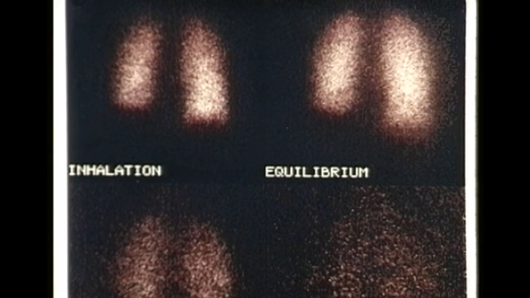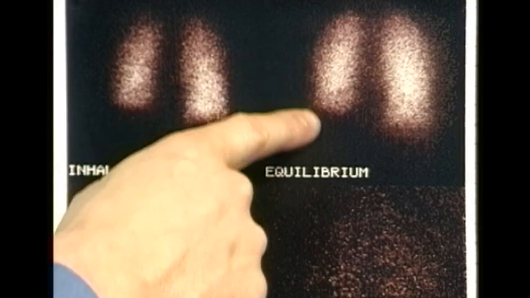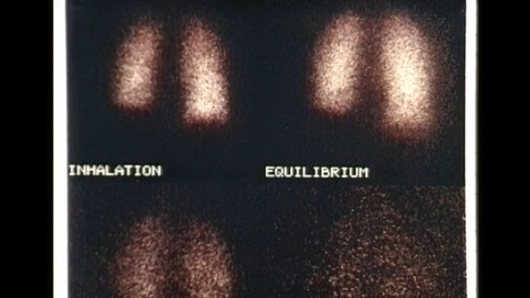But of course, as the air goes to the areas where there's no perfusion, it will not be able to give its oxygen into the blood. It will not be able to take out the carbon dioxide.